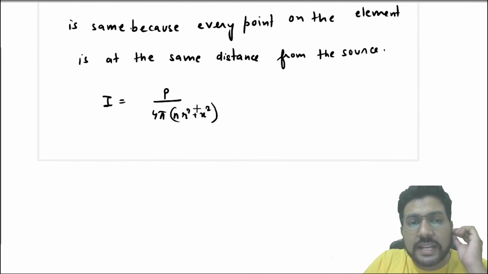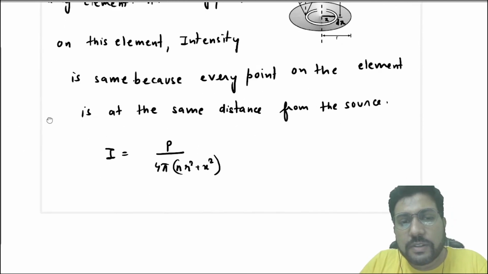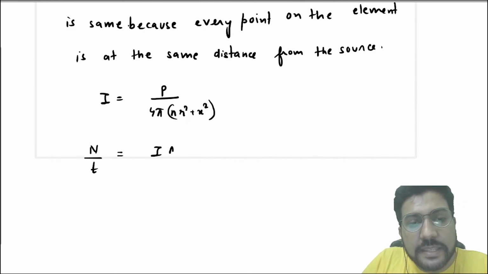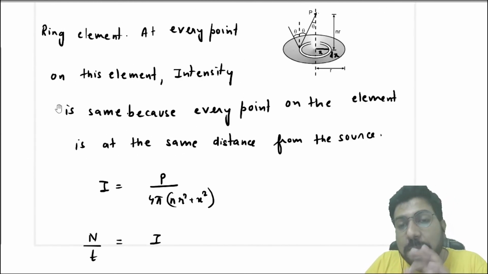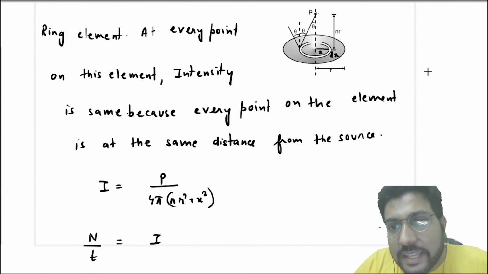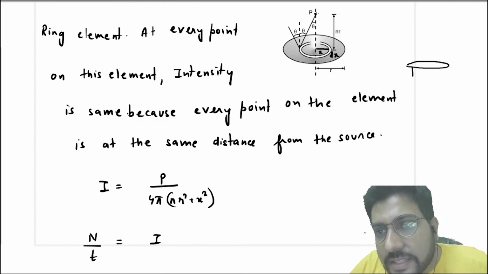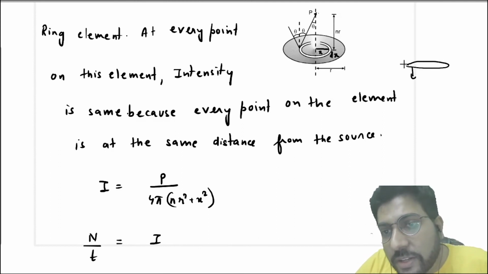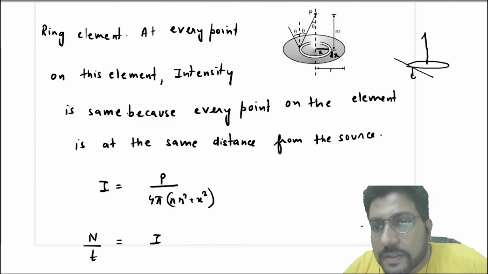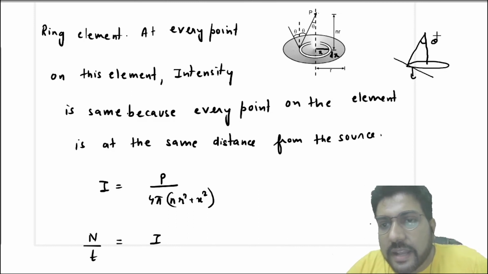Now once you get the intensity, what you have to do now? You have to find the n by t. Now n by t is IA by E, right? Now the area has to be perpendicular to the flow of light. The light is flowing in this direction, but the area is in this direction. So we will need the component of this area which is perpendicular to the flow of light, right? Now if this angle is theta, then this angle is 90 minus theta, then this angle is theta, right? This angle is theta.